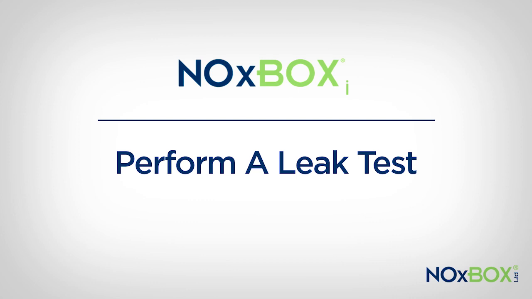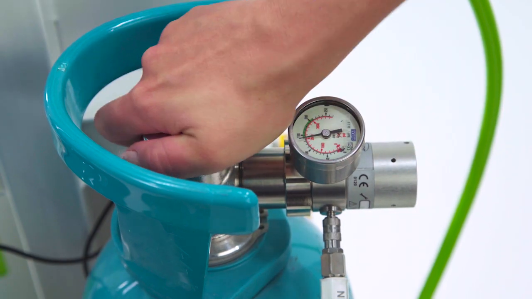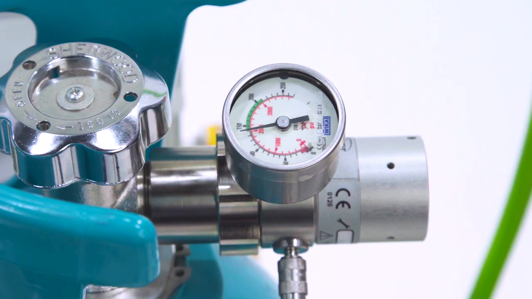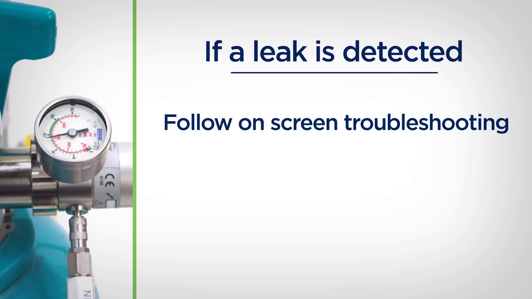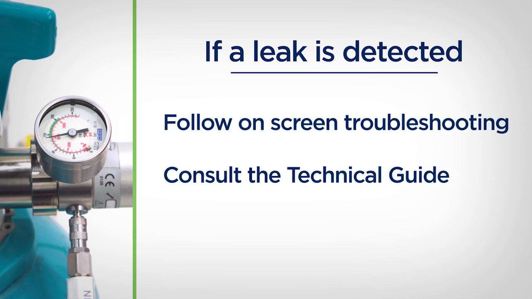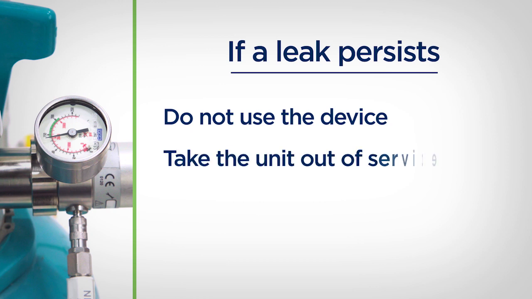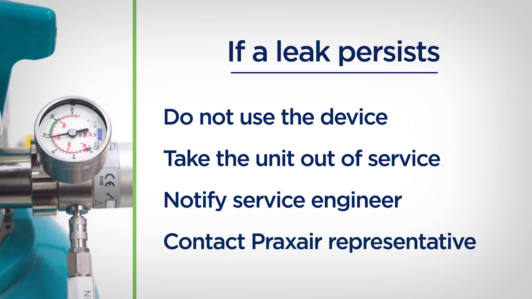Now conduct a brief leak test. First, check to make sure the device is in intelligent mode at the 12 o'clock position. Simply close the cylinder valve fully and observe the regulator gauge for 30 seconds. It should not move. If the needle shows a decrease in pressure, it could indicate a leak. Follow the basic on-screen troubleshooting steps or consult the technical guide to check for leaks, then retest the system. If the leak test continues to fail, do not use the device. Take it out of service immediately and notify your qualified service engineer or contact your PraxAir representative.